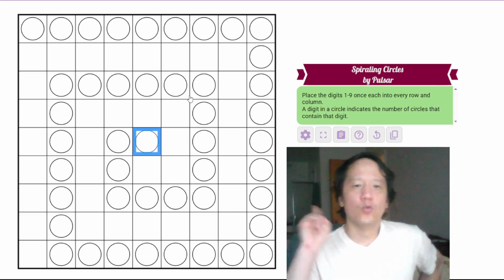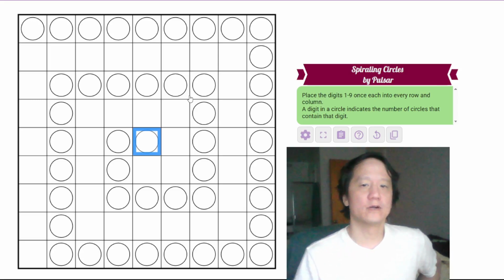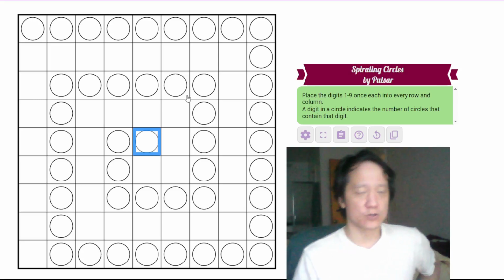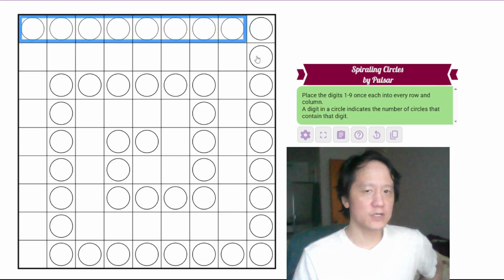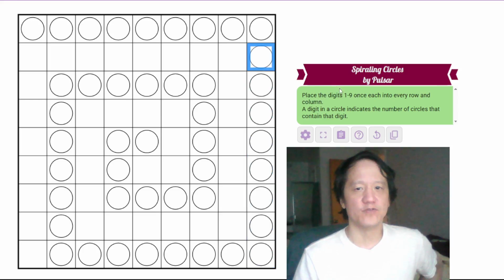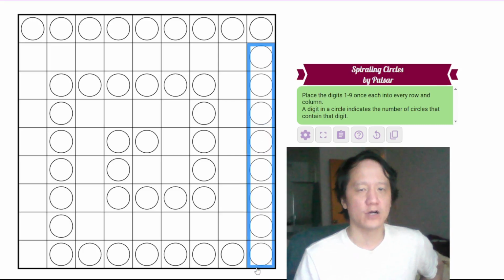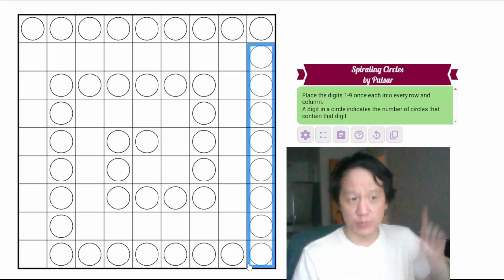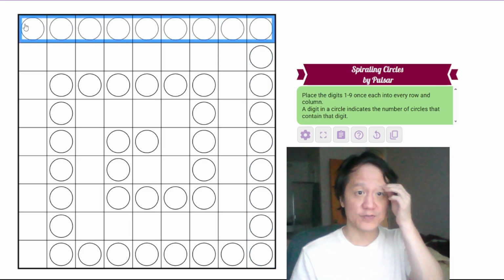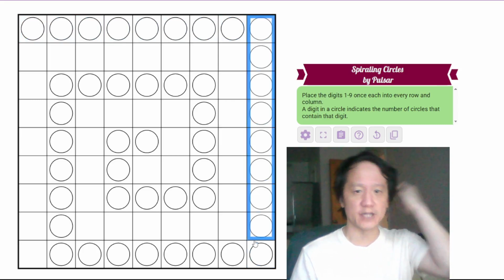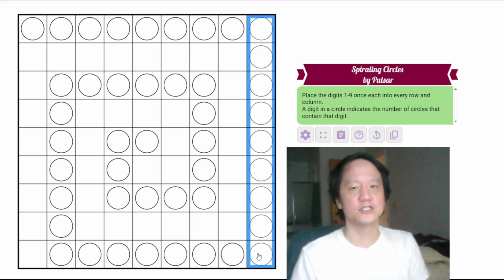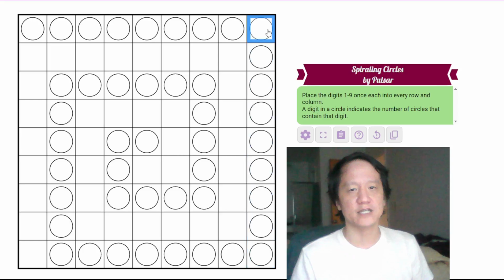Anyways, 1 can only appear once in all the circles. Well, if it were any digit besides this cell, it would have to appear once here and once here just because of the rule set, right? Where you have to place the digits 1 through 9 once each in every row and column. So the only place where you could have a 1 that satisfies the rule set and be only once in a circle is having the 1 here.